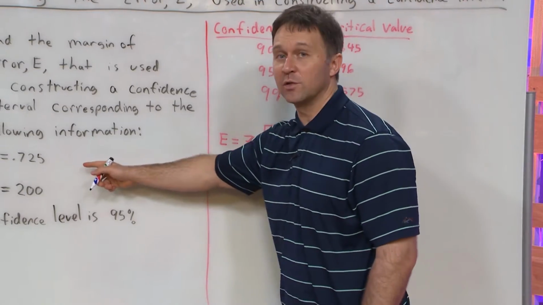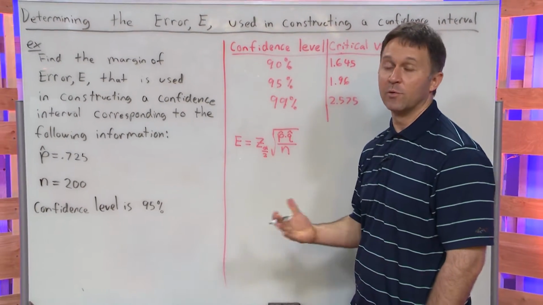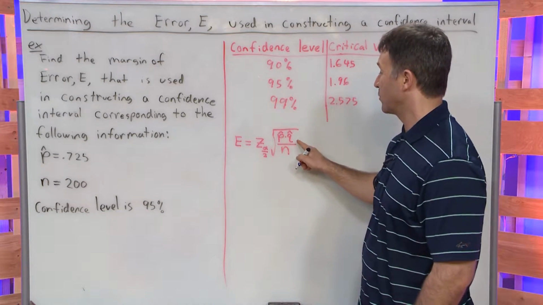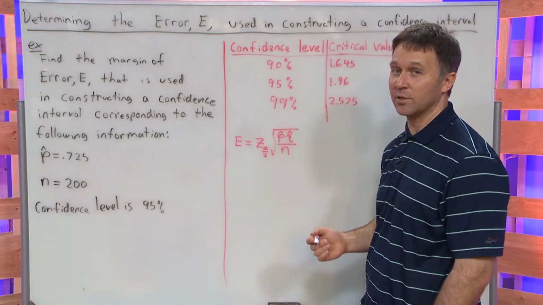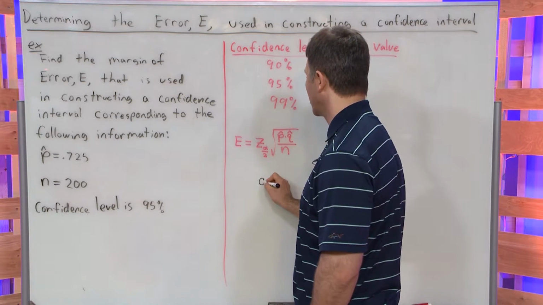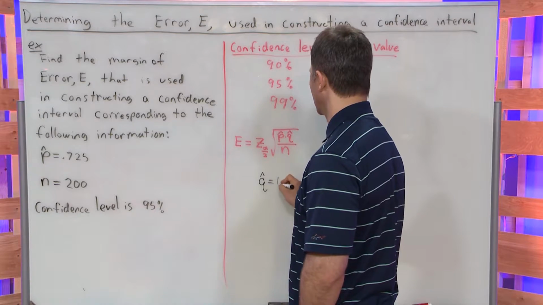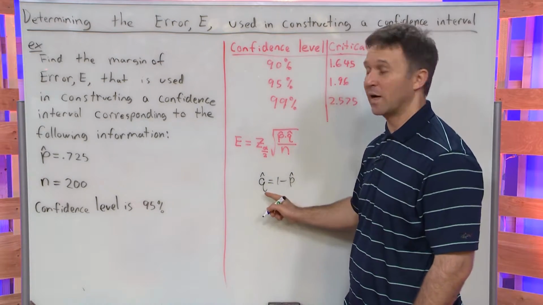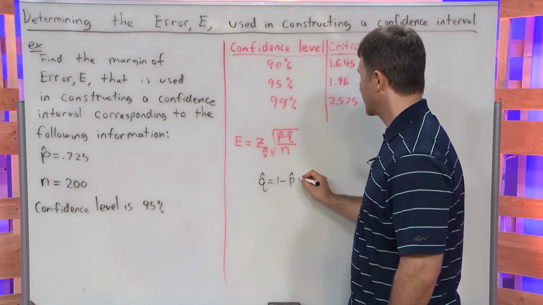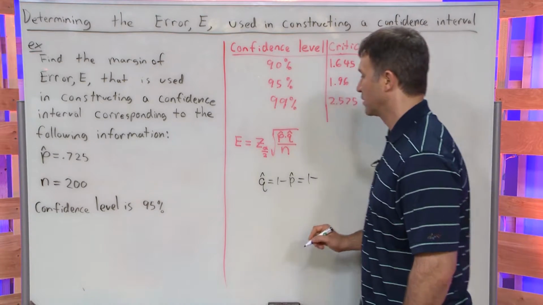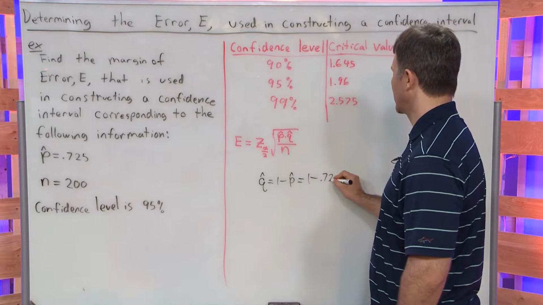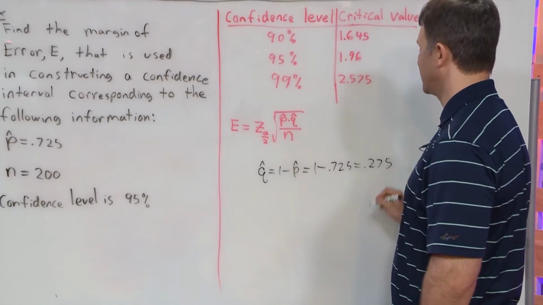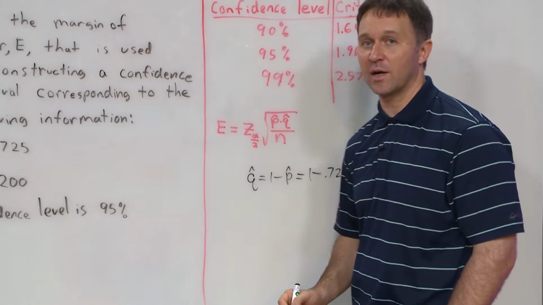Okay, p hat was given to us as 0.725. There will be problems where you have to find p hat, but in this particular one, we were given it. Q hat will almost never be given to you. It's up to you to know that q hat equals 1 minus p hat. You absolutely have to remember that. q hat is 1 minus p hat. So in this particular case, it's 1 minus 0.725, which is 0.275. So q hat is 0.275.